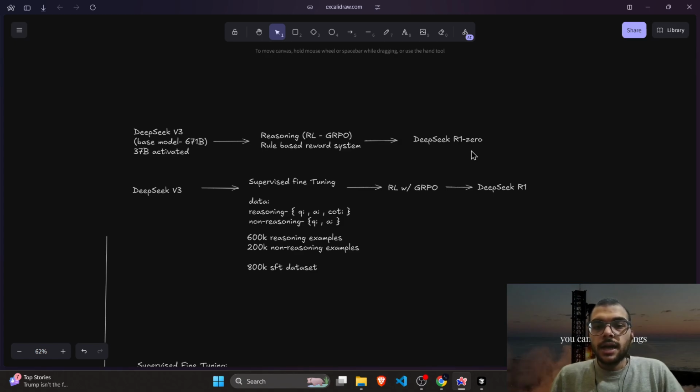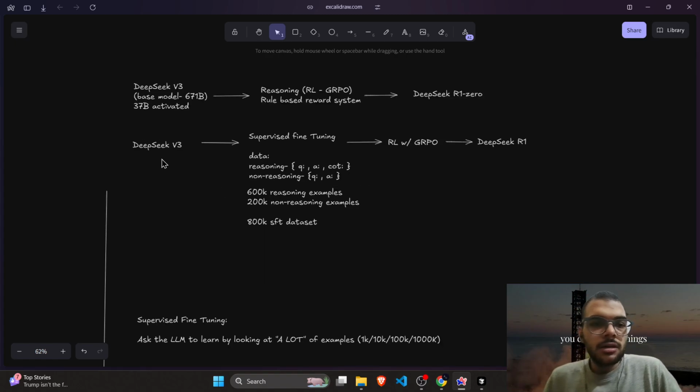But here they had a few problems. Number one was that it gave outputs in multiple languages, so it hallucinated with language recognition. And other than that, I think the formatting was not correct. Sometimes it gave responses with the given format, sometimes it didn't.